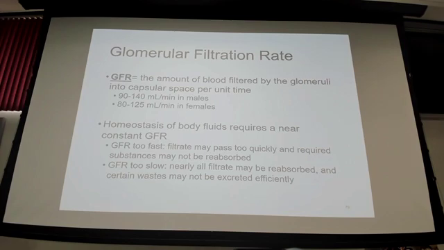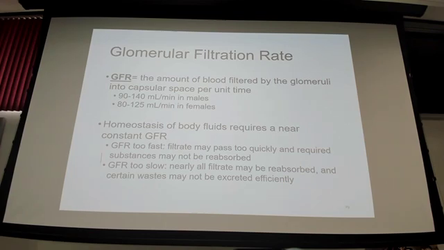So, the amount of blood filtered by the glomerulus into the capsular space, right? Sort of the functional amount that the kidney squeezes out through the glomeruli into that capsular space to ultimately enter the nephron. Does that make sense, everybody? Okay?